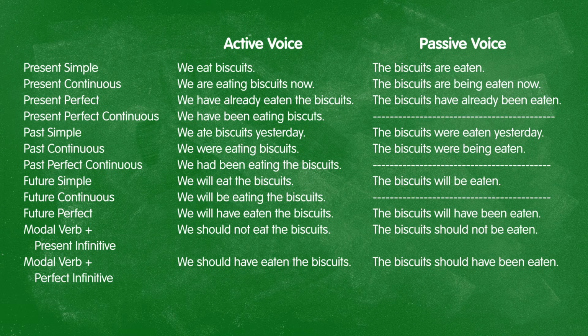In future perfect, we will have eaten the biscuits. In passive voice, the biscuits will have been eaten. If you're using a modal verb combined with the present infinitive, something like we should not eat the biscuits, this simply turns into the biscuits should not be eaten. And finally, with a modal verb and the perfect infinitive, we should have eaten the biscuits turns into the biscuits should have been eaten.